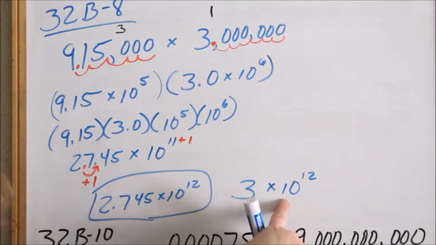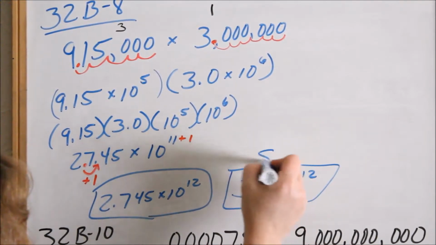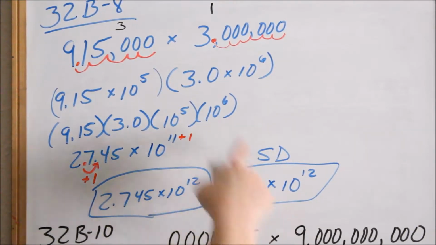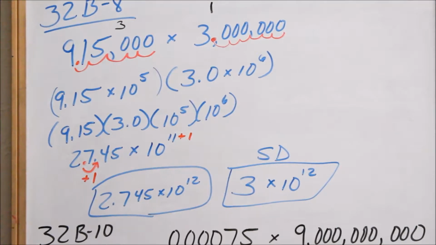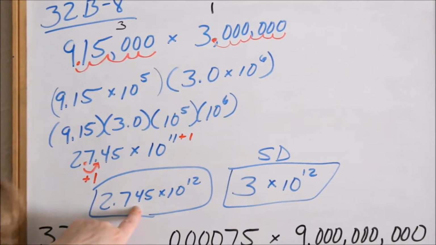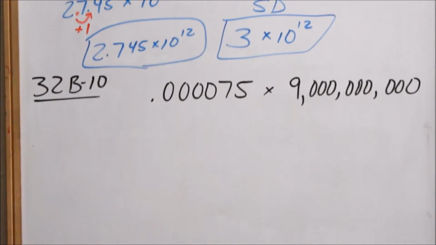When you're doing significant digits, your 10 to the exponent doesn't ever change. So this is your answer if you're trying to use the same number of significant digits in your problem. You use the lowest number of significant digits. This is your answer by accurate calculations. Okay, let's jump down to 32B10.